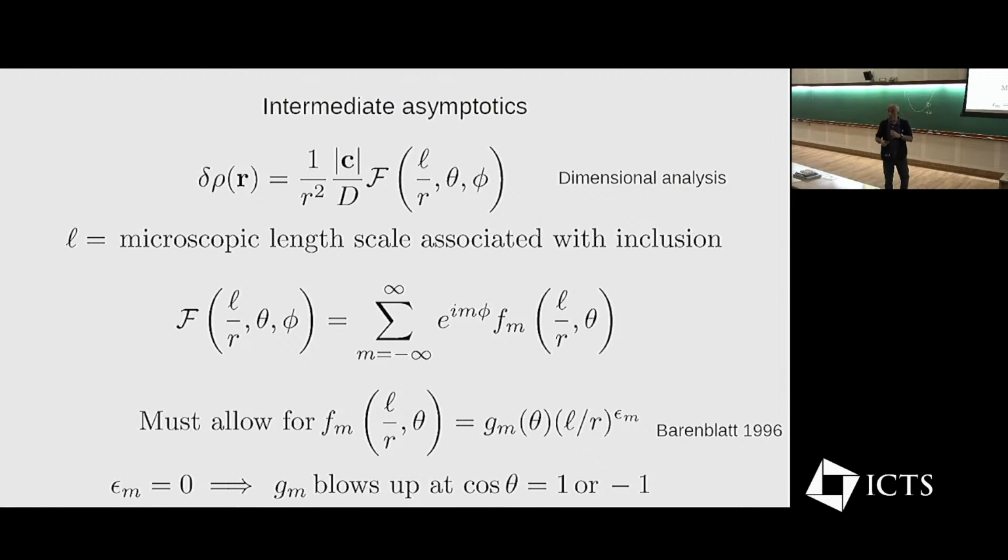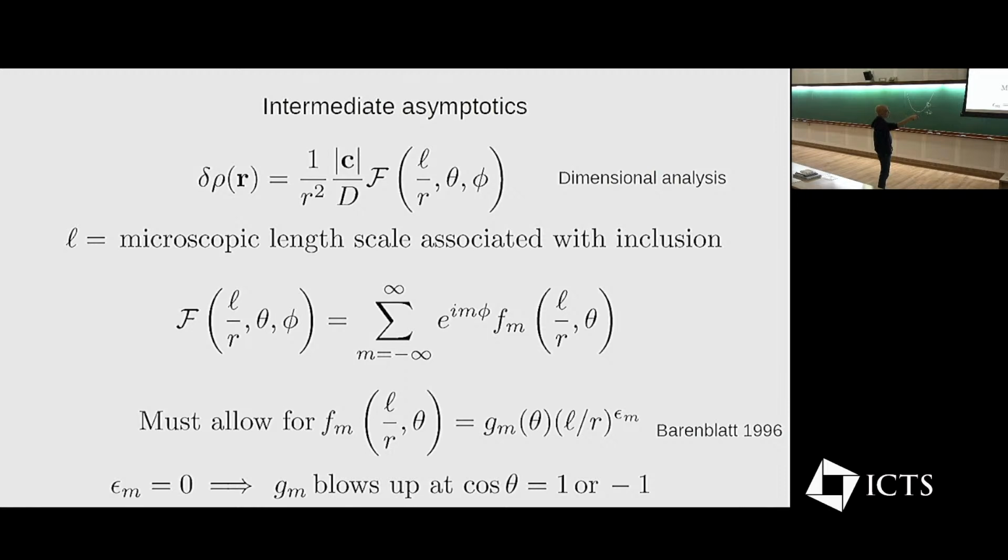In general, however, since I've got a material inclusion of a certain scale, in principle you have to allow for one more dimensionless combination, namely a length scale associated with the inclusion divided by r. So the general dimensional analysis expression is this. I'll tell you what happens if you try to ignore this.